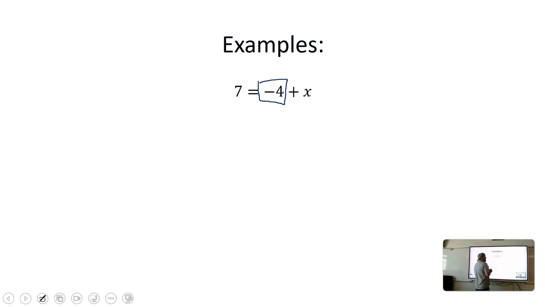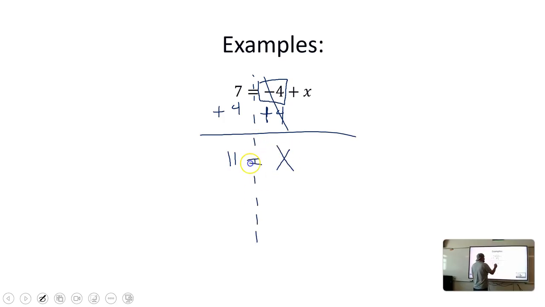So how do I get rid or cancel out a -4? Well, I'm going to add 4 to it because -4 plus 4 is 0. So they would disappear. So make sure you add 4 over here. And 7 plus 4 is 11. You can draw a line here if you want. And then over here, we only had our x left over. So 11 equals x.